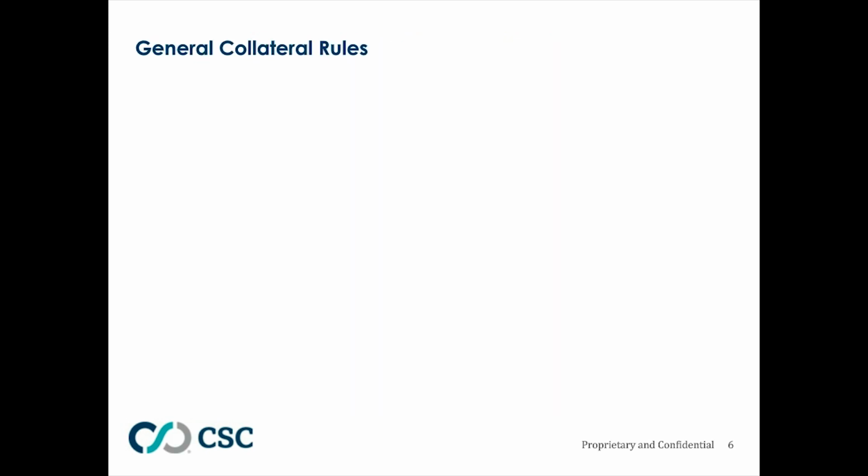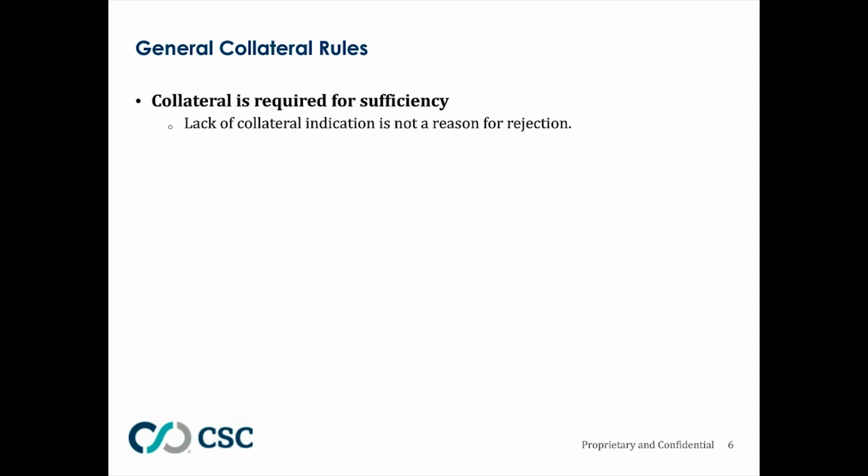A financing statement must also describe the collateral subject to the security interest. Now that is a requirement for sufficiency of the record. Curiously, although it's required for sufficiency, the lack of a collateral indication on a financing statement is not a reason for rejection. If it's mistakenly sent in without any collateral, the filing office will still accept and index the record. It just won't be effective unless an amendment is filed to add collateral. But then the amendment is only effective from the date the amendment is filed, so it's always best to have the collateral on that initial financing statement.